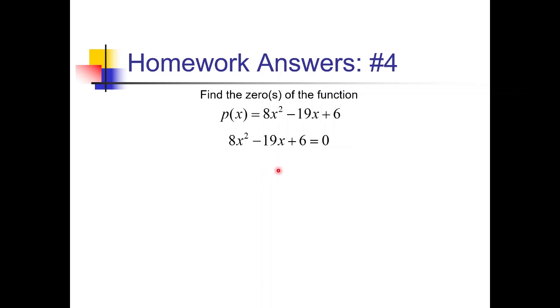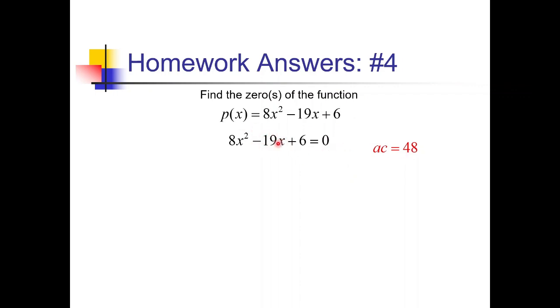Let me try the AC method on this. There's no GCF that I can take out, so let's go to AC. So 8 times 6 gives me an AC of 48. And now I'm going to look for factors of 48 that add up to negative 19. Well, let me think. 1 and 48 doesn't work. Then there's 2 and 24. No good. 3 times 16. That might work if I have negative 3 and negative 16.